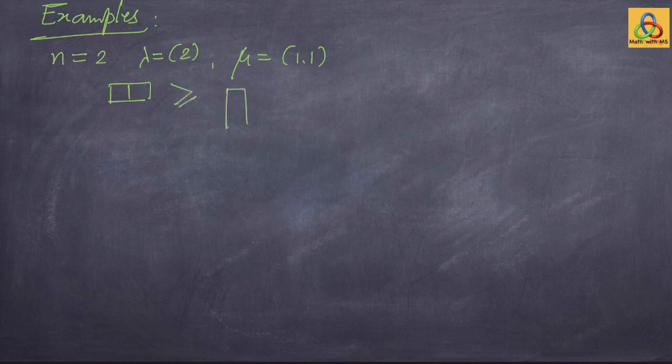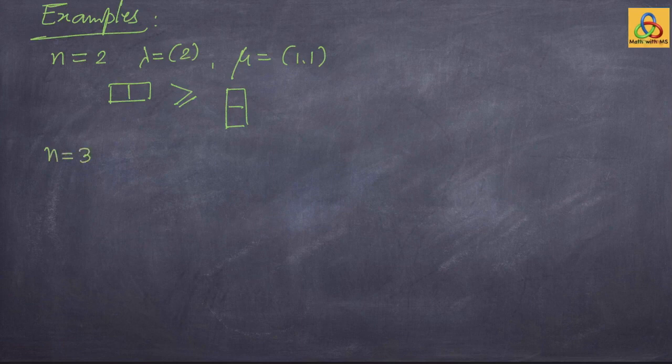Let me discuss some examples here. Let us take n equals 2. If n equals 2, then we know there are only two partitions of 2. One is just 2 and the other partition is 1, 1. And if you want the domination order, then we know that the first partition is bigger than or equal to the second partition. Lambda is bigger than or equal to mu, because the first row of lambda has more elements than the first row of mu, and the first two rows of lambda have the same number of elements as mu.